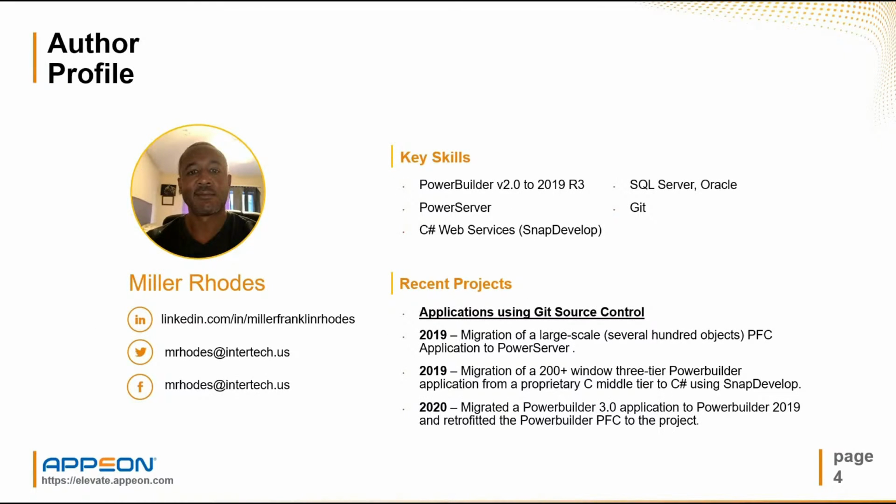Now a little bit about me. Once again, my name is Miller Rhodes. I work with Intertech Consulting. I've been working with PowerBuilder since 1992, version 2.0 at that time, 2.0 beta. I'm currently working with 2019 Release 3, not on a project, but working with 2019 Release 2 on a project. I have worked with PowerServer since 2010.